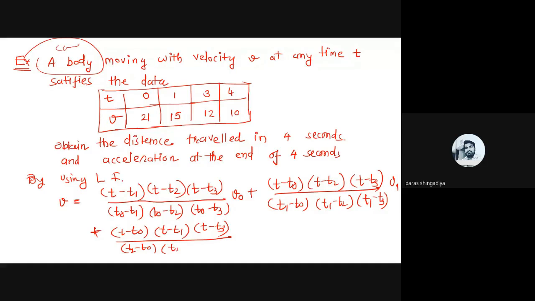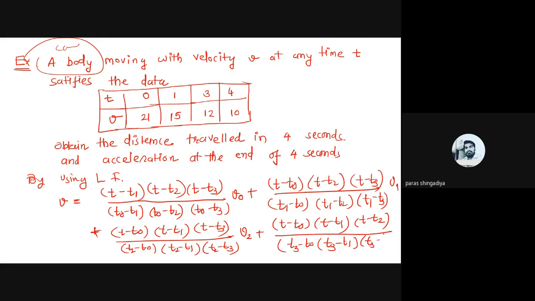And now the last is t minus t0, t minus t1, and t minus t2, divided by t3 minus t0, t3 minus t1, and t3 minus t2, into v3. Clear? So replace all the data as per the given table and simplify that, and we'll get one polynomial. Here we have the data 0, 1, 3, 4, and here it is 21, 15, 12, and 10.